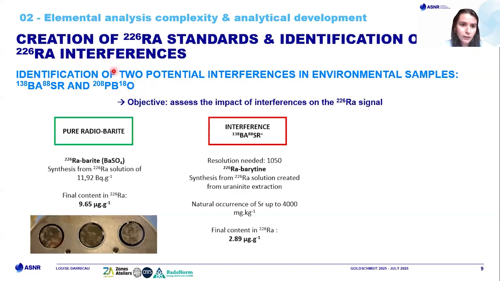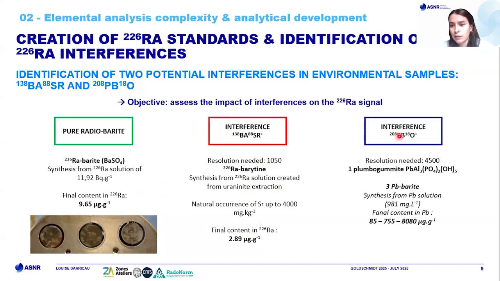So what we did, we synthesized 2 barite enriched in radium. The first one with up to 9 ppm of radium, and the second one with 3 ppm of radium. And in this one, we also have strontiums. So it permits us to look at the interference of barium strontium on the radium signal.